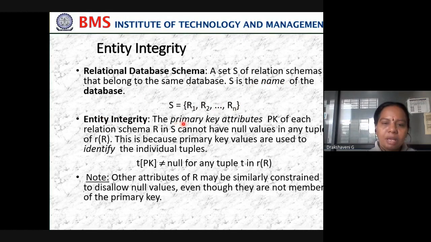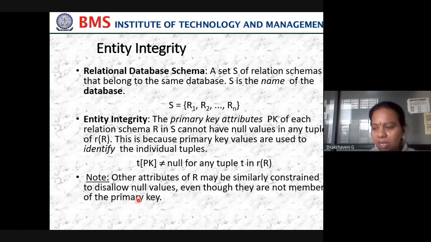Entity integrity: the primary key attributes PK of each relational schema R in S cannot have null values in any tuples of R. This is because primary key values are used to identify the individual tuples, so T[PK] is not equal to null for any tuple T in R. Note that the other attributes of R may be similarly constrained to disallow null values, even though they are not members of primary keys.